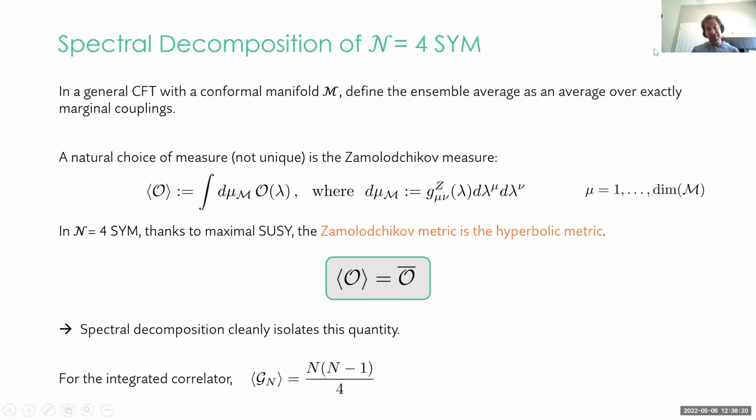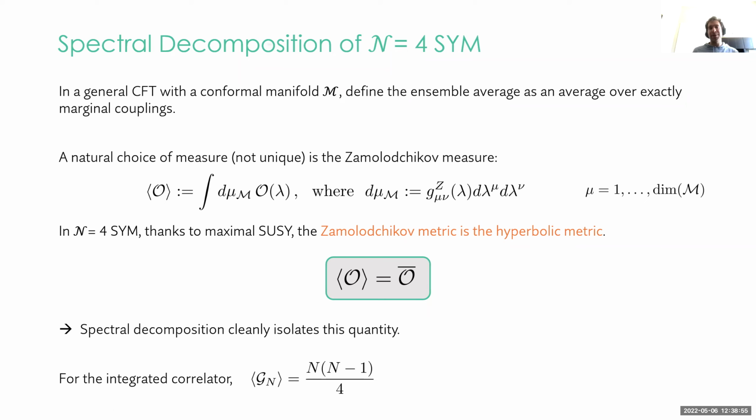In any CFT with a conformal manifold with exactly marginal couplings, we can define an ensemble average as an average over the exactly marginal couplings. So this is a literal sense of ensemble average. And in those situations, there's a natural choice of measure, although not the only one, which is the Zamolodchikov measure defined by the matrix of two-point functions of exactly marginal operators, G mu nu, where Z is Zamolodchikov. Okay. So given some operator O, depending on couplings, you can integrate it against this measure and define an average, which we denote with these brackets.